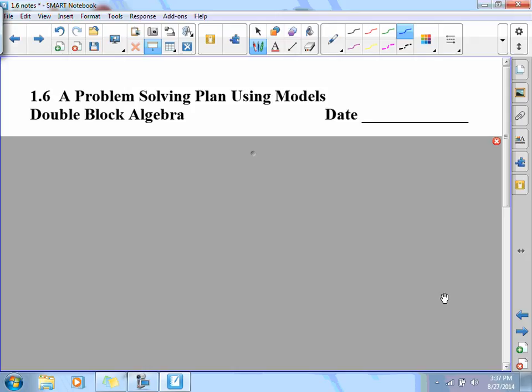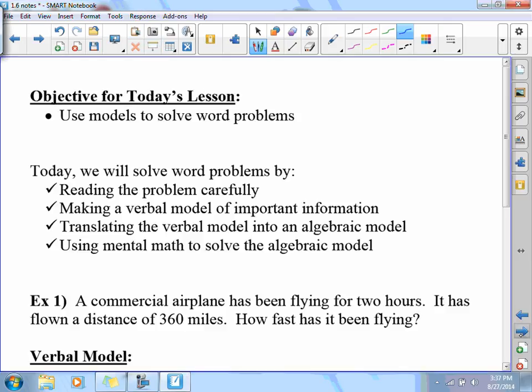And basically that means that we're going to use algebra models to help us solve word problems. So our objective today is just that, to use models to solve word problems.